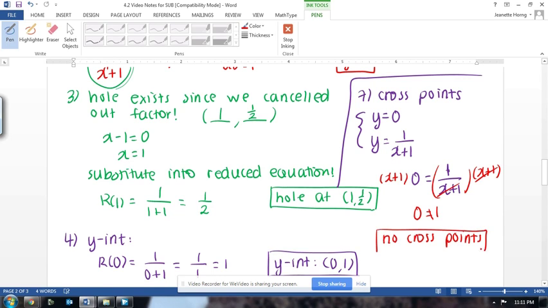So that lends itself to a less weird graph, I guess, because it doesn't have any cross points for your horizontal asymptote.